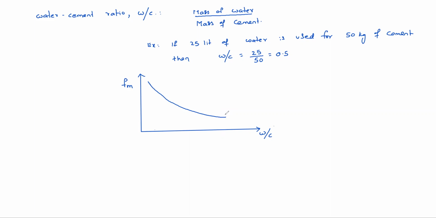So the more water you use, obviously the concrete becomes more porous. More porous means less strength. So shall we go for lesser water content? Why do we need to add water to the cement? Actually, a chemical reaction will take place, so for the chemical reaction we need to add some water. Not only for the chemical reaction, for workability also we need to add water.